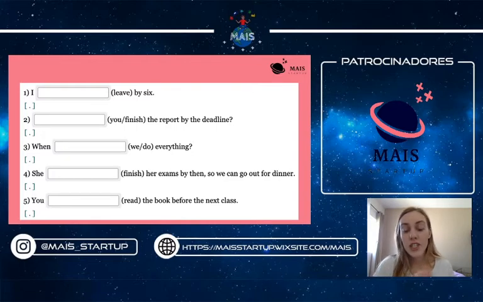affirmative one. She will have finished her exams by then, so we can go out for dinner. This is a really good sentence that you can get from it for when we're going to use the future perfect. We have two actions, they are both in the future, but the one we use the future perfect for, I'm so sorry, I was talking about past perfect, is the one that happens before. Her exams are going to be finished before they go out for dinner. So the one that's happening before in the future is going to have the future perfect.